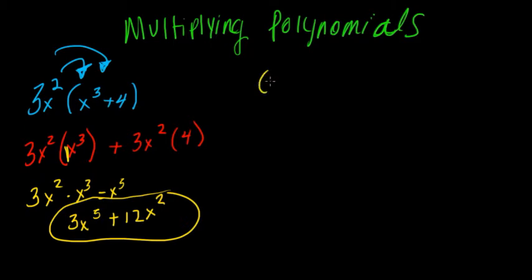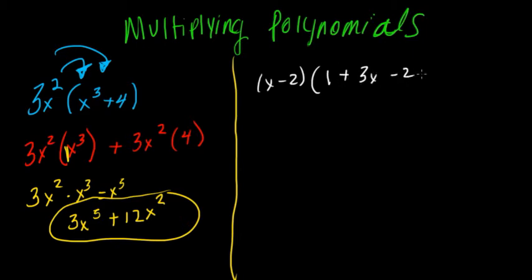Let's say we have x minus 2 multiplied times 1 plus 3x minus x squared. Make sure this problem's right. Yeah. So what we're going to do, basically, is distribute everything that's in here to everything that's in here.